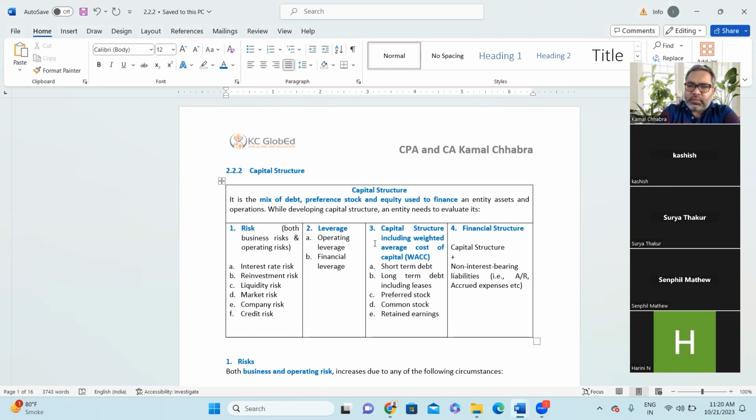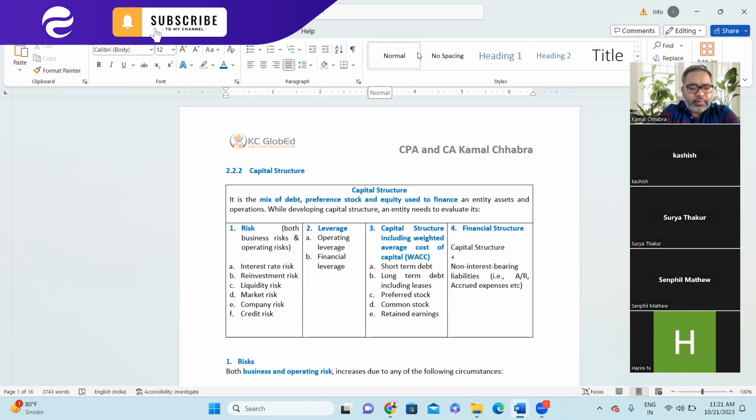One is the risk. First, we'll be understanding more in detail about the definition, what capital structure is all about, what it includes and what it does not include. And then we'll be understanding more about the risk, which includes the business risk as well as some operational risk. And then we'll be discussing the leverage, which includes both operating leverage as well as finance leverage. Then, hope you remember, from the college days we have studied a difficult topic, capital structuring, right? So we'll be discussing that.